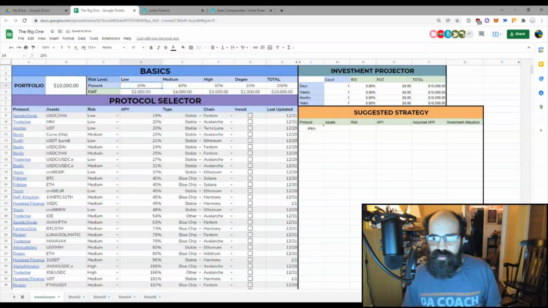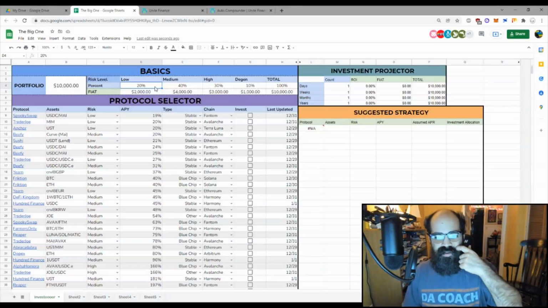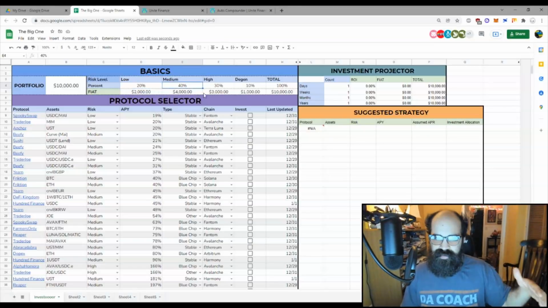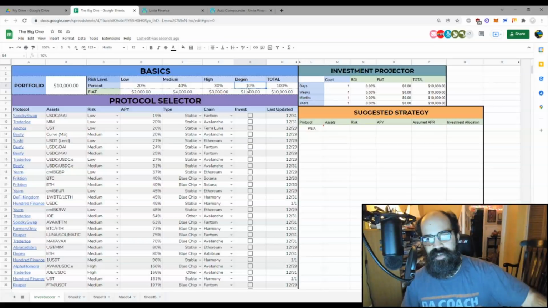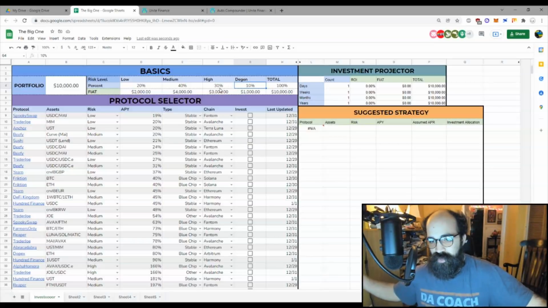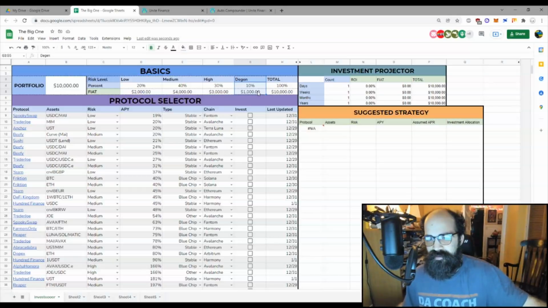And then you determine what your risk appetite is. So in this case, we've done 20% to low risk investments, 40% to medium risk investments, 30% to high risk investments, and then 10% to totally degenerate, super high risk investments. Clearly the highest returns, but also the most amount of risk. So if you get rugged on any of these, you can't ever blame the person who told you about them, because they're dangerous, but potentially high returns.